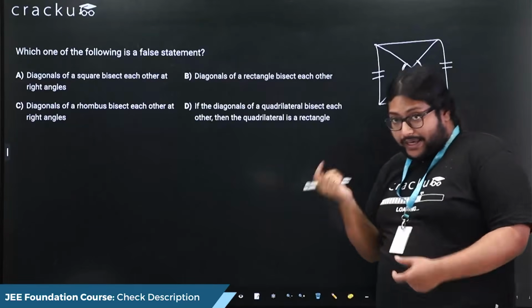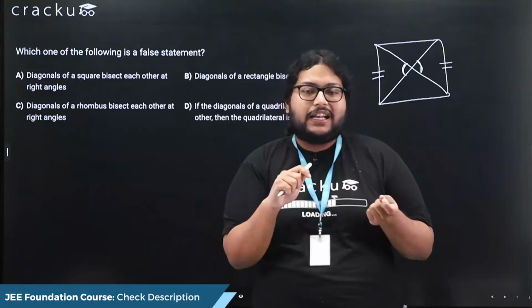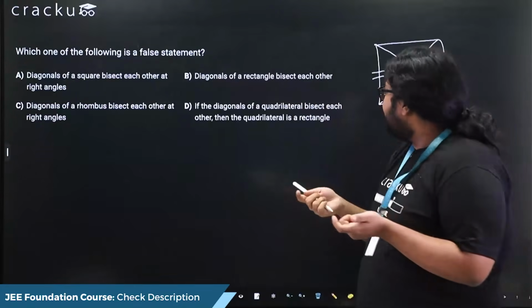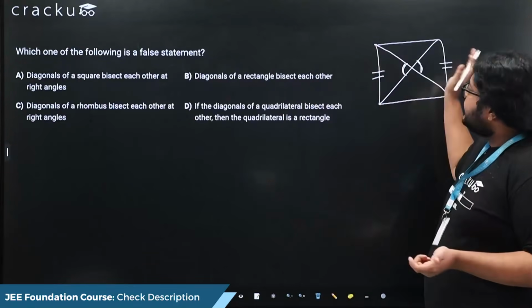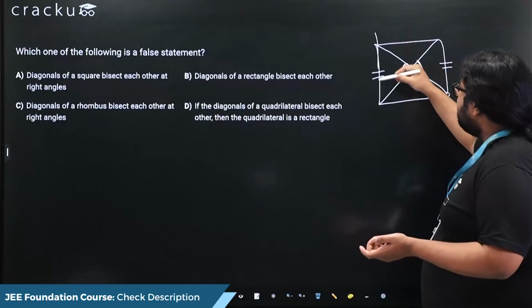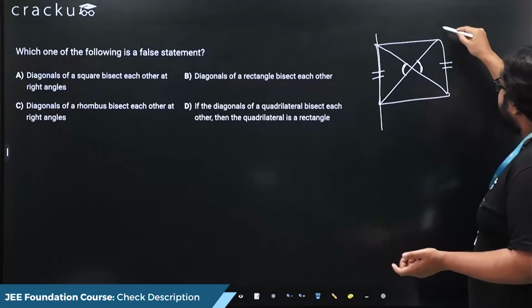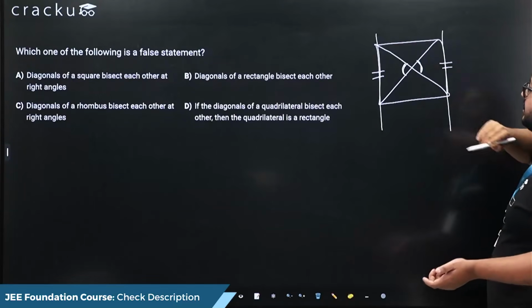A square is essentially a type of parallelogram. It's a special case of a parallelogram. So what does that tell me? That tells me that the opposite sides in a square are also going to be parallel, which means that if I have this line and this side, these two are going to be parallel to each other.